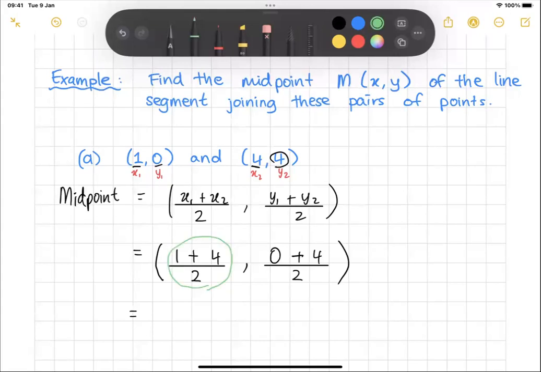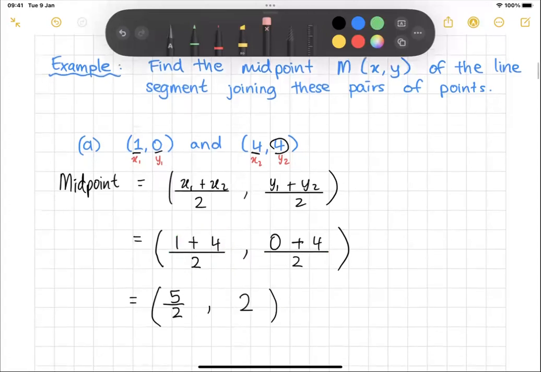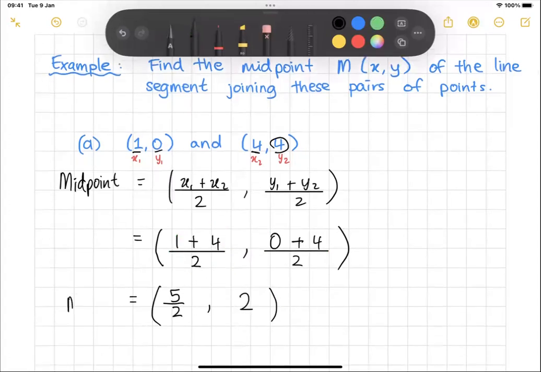Now you can put the x value into the calculator, or you can do it yourself. If you're very good with your mental math, this will be 5 on 2, comma 2. If you're not great with your mental math, just put these two values separately into the calculator. So that's the first example. My midpoint will be 5 on 2 as my x value, comma 2.